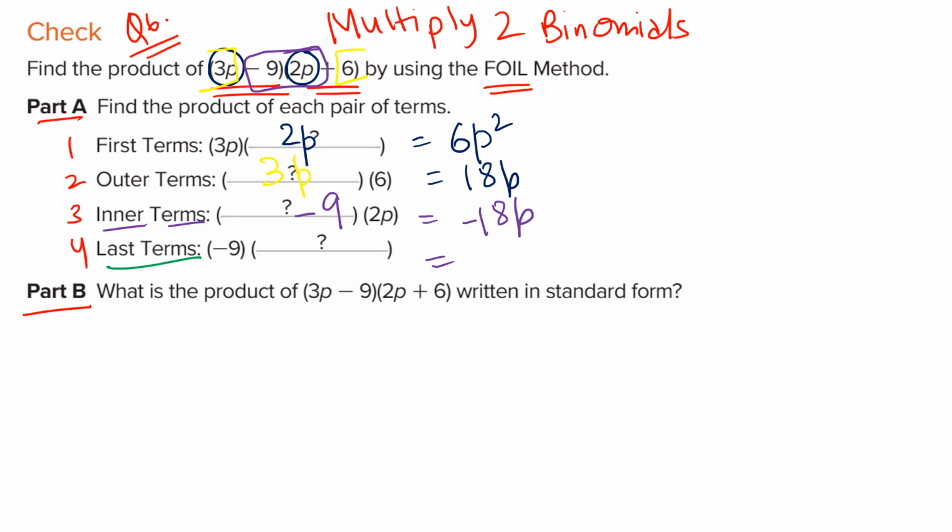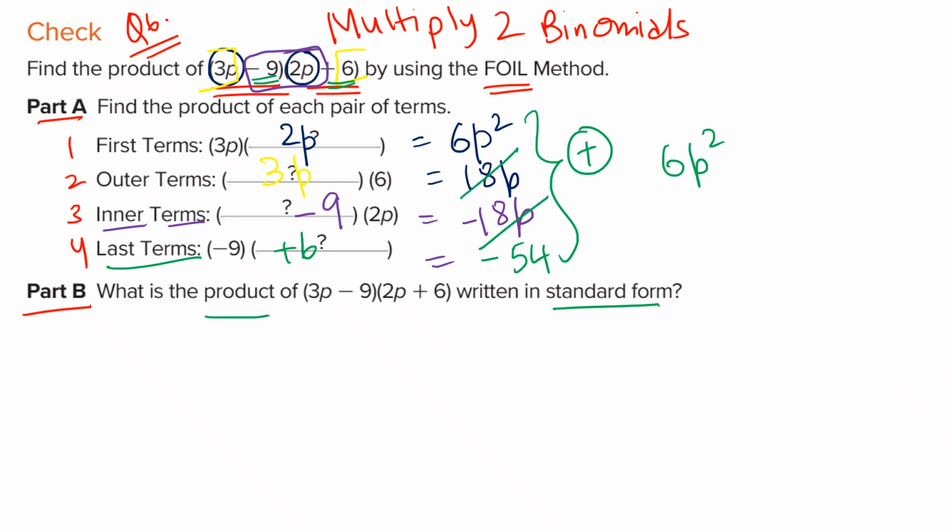Okay, so for the last terms, we have minus 9 here and plus 6 here. So let's multiply. This is going to be giving you negative 54. So we have all the four terms. Now to give the final answer for the product written in standard form, we're going to add them all up. And if you see, the two terms have opposite sign. So I'm going to cancel it while I add. And we're just left with 6p square minus 54 here.